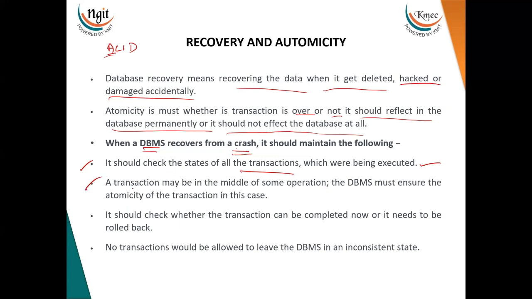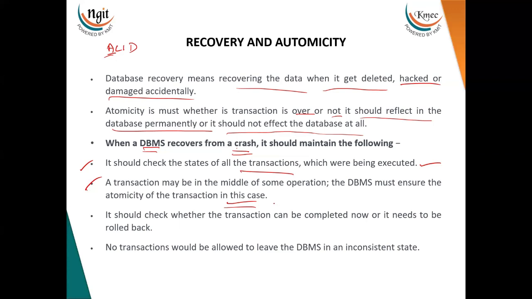And the next point is a transaction may be in the middle of some operation. The DBMS must ensure the atomicity of the transaction in this case. If there is any transaction which has not completed its execution, then after recovery, the database system should ensure the atomicity property. That means it has to roll back the operations made by the transaction which is in the middle of some operation.